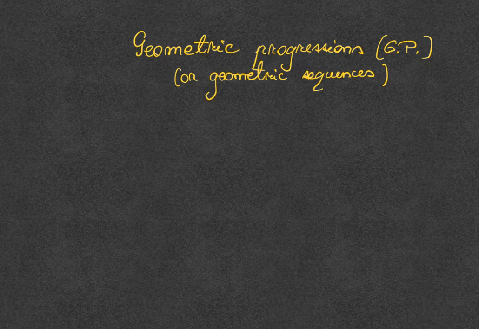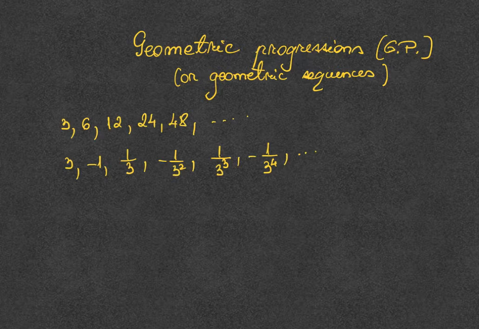Hello everyone, we are going to look today at geometric progressions, also called geometric sequences. So we studied before arithmetic sequences, where the difference between two consecutive terms is the same. For geometric progressions, the ratio between two consecutive terms is the same. Like, for example, let's look at the first example.